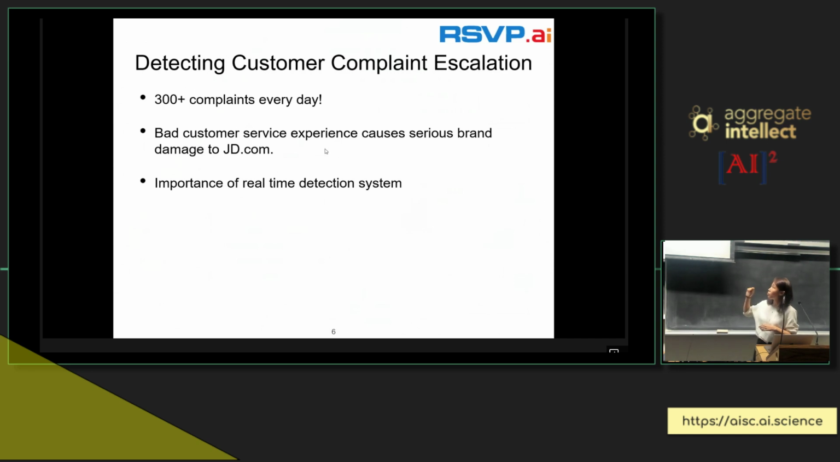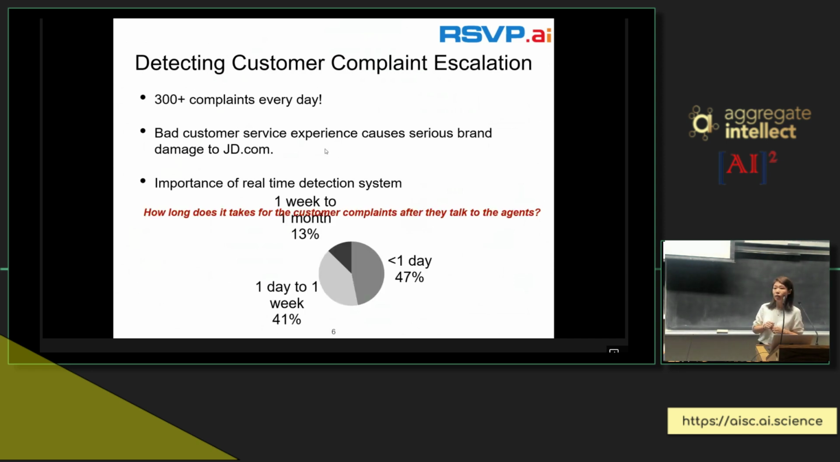And also why we say it's very important for a real-time detecting system, because we also counted how many customers go to the higher level within a day after communicating with the customer agent. And also how many customers waited until about a week, about a month, and even longer. So about half of the customers, after communicating with the agent or the representatives of the company, will directly go to CPB to complain. And then about another 40% of the customers wait from 1 day to a week, which means they wait within a week. And then another about 10% wait a month, and about 4% of the customers wait more than a month.